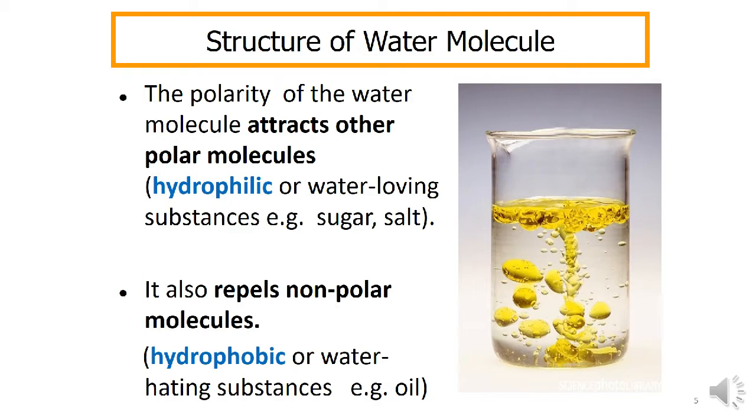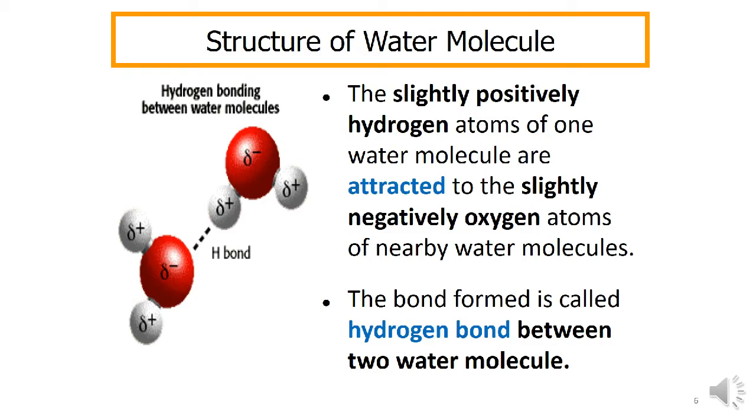For example, if you mix sugar or salt with water, the sugar or salt will be able to dissolve within the water. That is what we call hydrophilic substances, because they are attracted by the water molecules. But if you put oil, which is a non-polar molecule, together with the water, the oil and water will not be able to mix with each other, because oil is non-polar and water is polar.